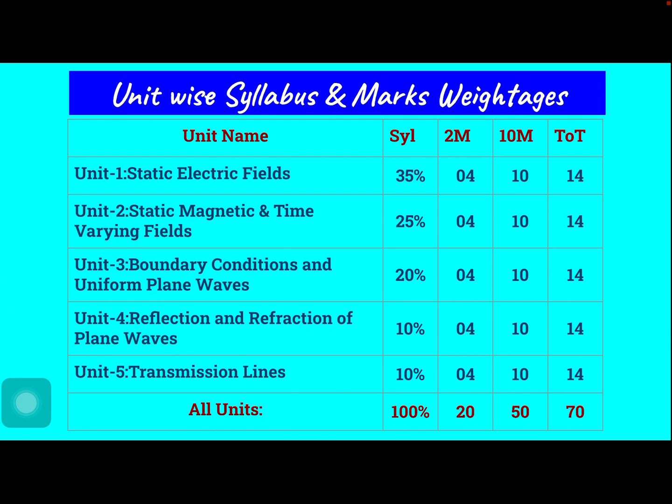According to that pattern, in unit 1, which covers 35% of the syllabus, there are 4 marks under the 2 marks category and 10 marks under the 10 marks category, totally 14 marks. The similar weightage is given irrespective of the weightage of concepts involved in the syllabus. So even though the first unit has 35% of the concepts, it gives a total of 14 marks in the end examination. Similarly, for the remaining units also the weightage is equal: 14, 14, 14, 14, 14, and totally 70 marks for the end examination.